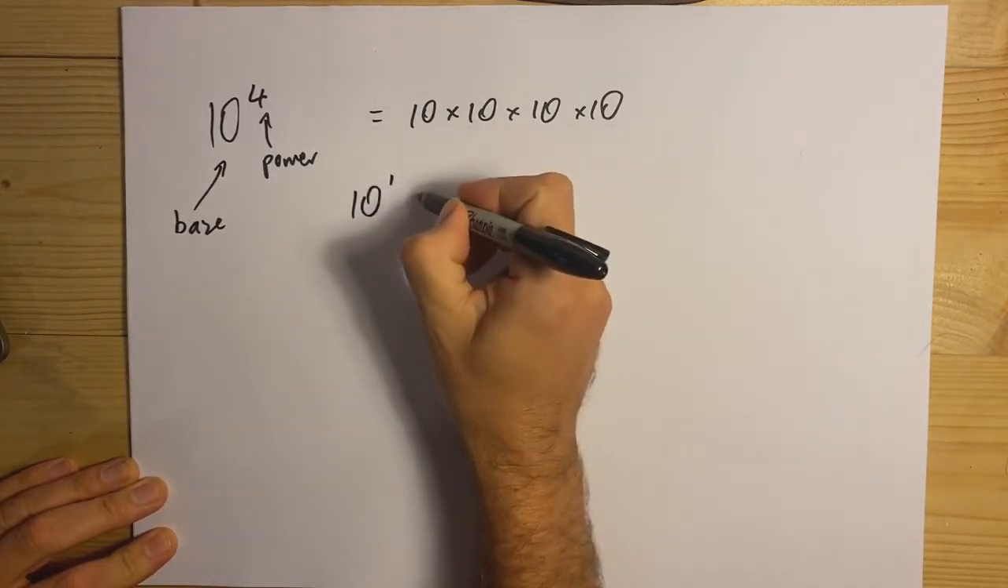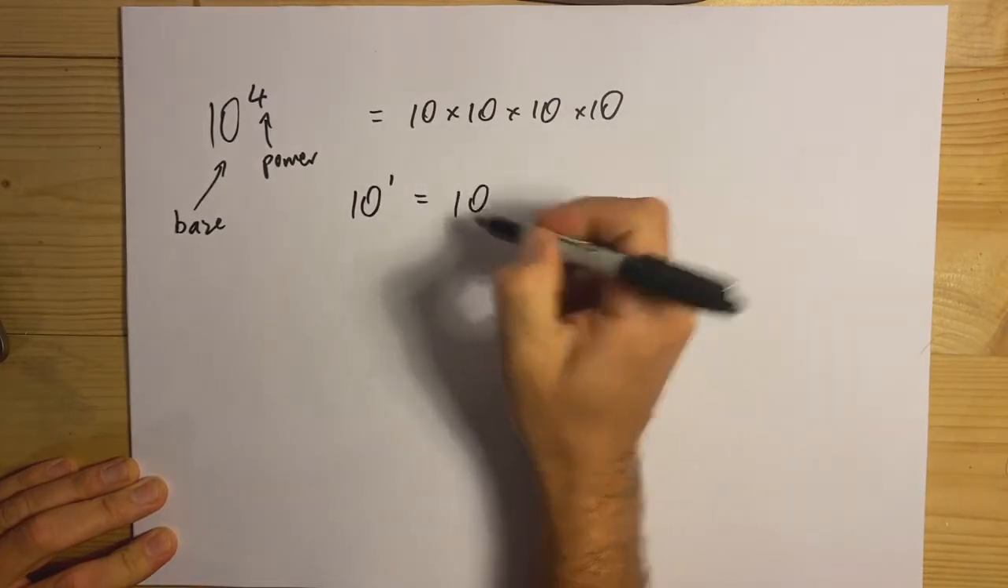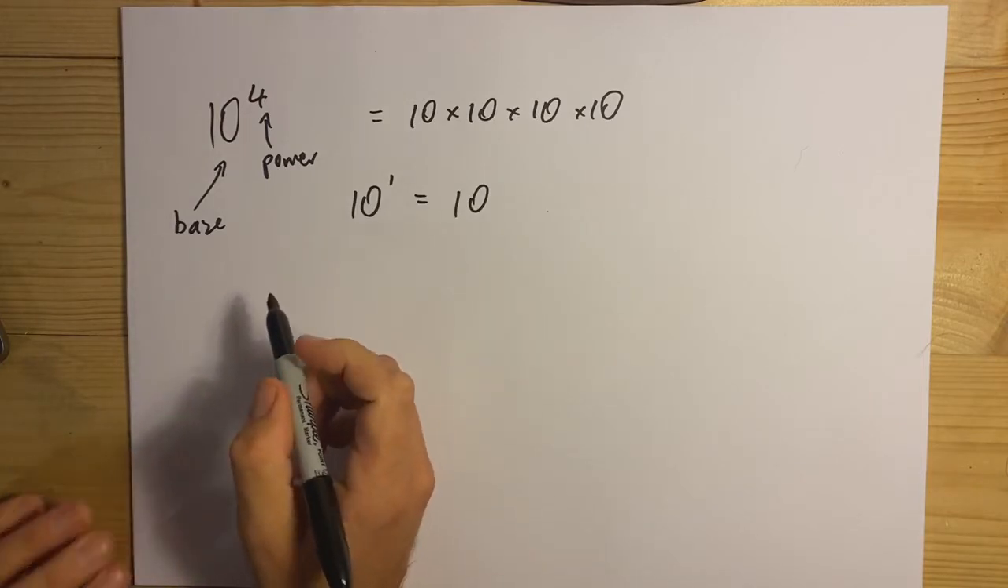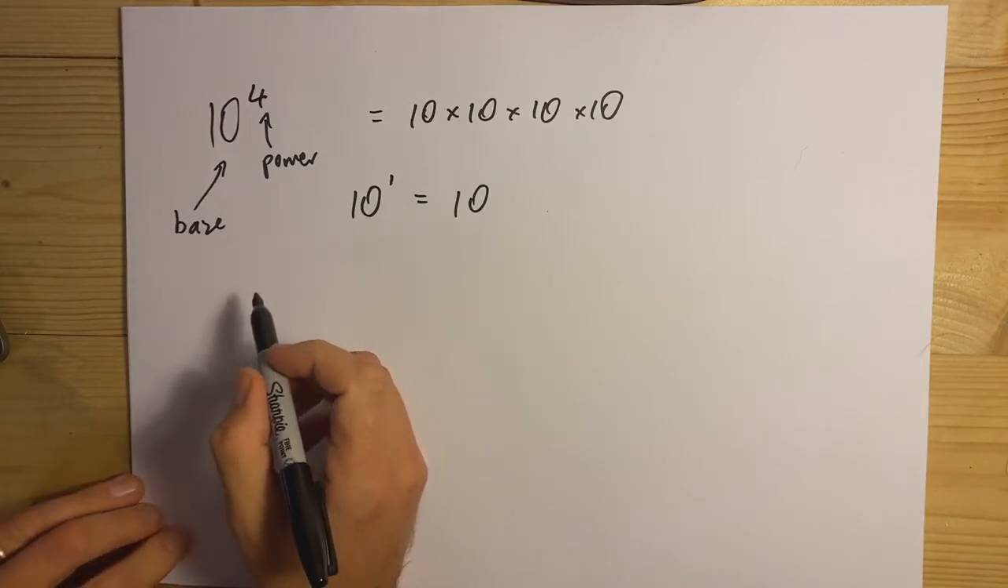Okay, now a few special things. One special thing for now, 10 to the power 1 is just 10. So anything to the power 1 is just itself. Okay, what about some of the rules of powers? Let's explore a couple of those.